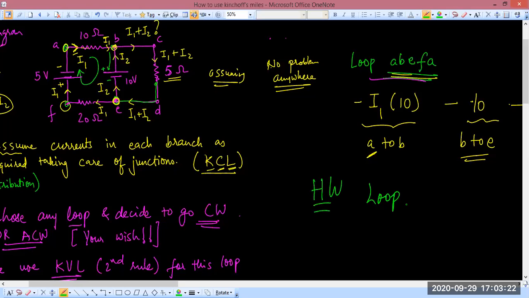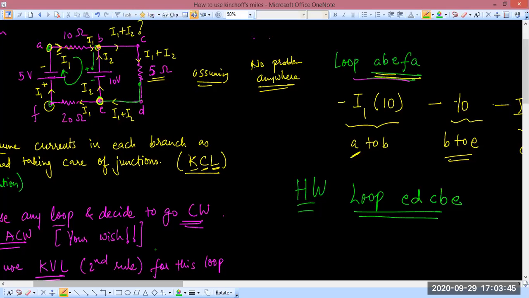You have to do it for the loop EDCBE. This is your homework, you have to tell me the equation. You have to do it for the loop EDCBE. Clear?